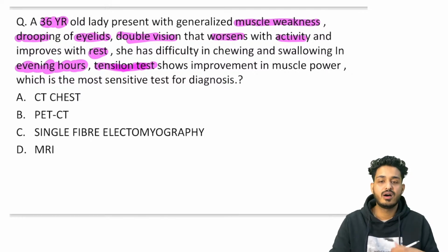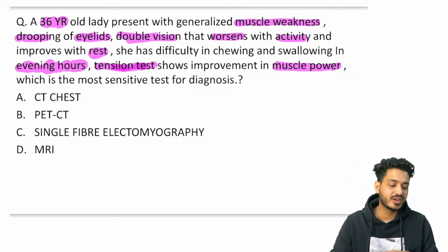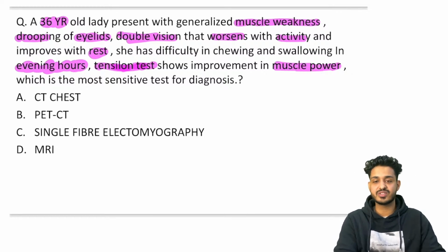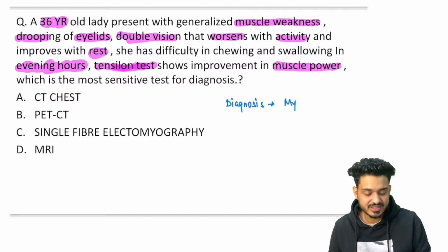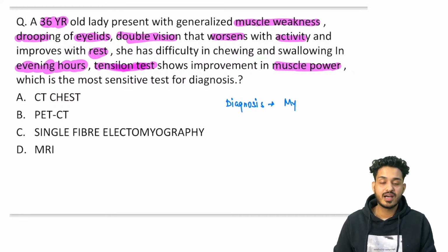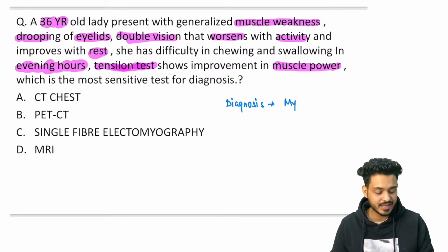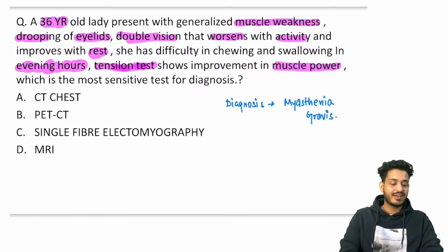Tensilon shows improvement in the muscle power, which is the most sensitive test for diagnosis. Your previous year exam question, last exam question, this is the question they have asked you. Remember guys, the diagnosis in this particular case is myasthenia gravis. You cannot skip this topic. In the last 3 to 4 exams, you will get 2 to 3 questions in every exam from myasthenia gravis, right? You cannot skip this.